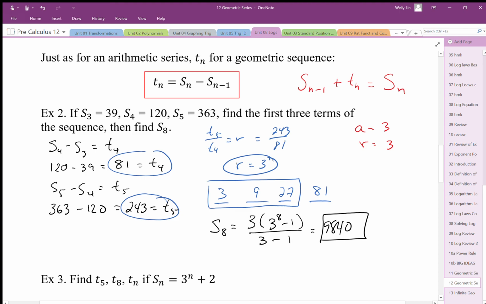And I think I've answered the question. I've got my first 3 terms. I've got my S8. And again, the key is to make sure you see if you can get A and R. That generalizes things. The property I used to get this was the difference of consecutive sums, which gives us the values for t. And once I found some values for t, I could divide to get ratios.